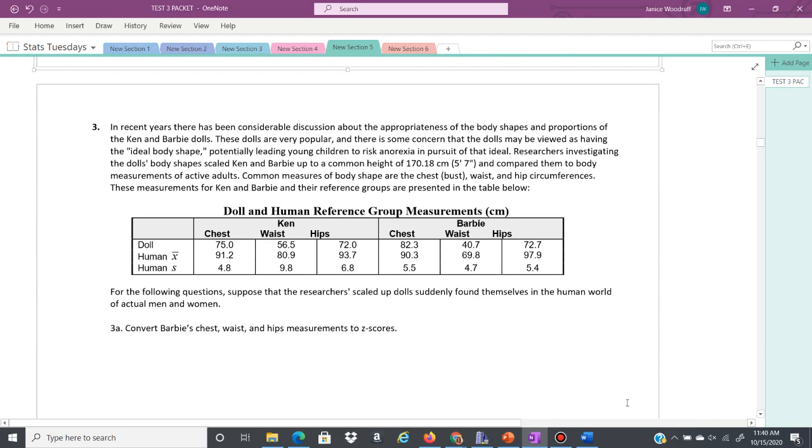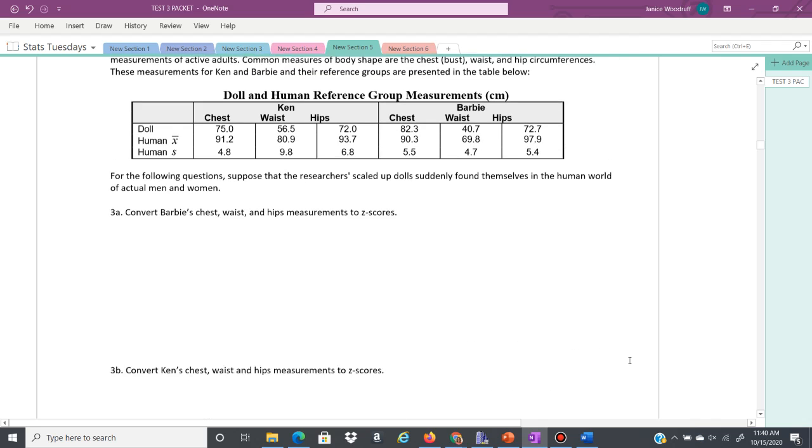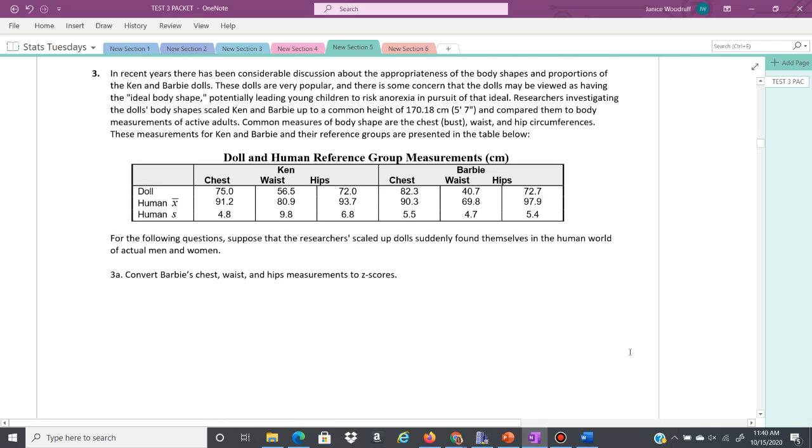All right, and then we have this one here. We've got quite a bit to do with this one. Okay, in recent years, there's been considerable discussion about the appropriateness of body shapes and proportions of Ken and Barbie dolls. They may be viewed as controversial, ideal body shape, potentially leading to anorexia risk. All right, so they scaled them up to a common height of 5'7", compared them to body measurements of active adults. Common measures of body shape are chest, waist, and hip. And here's your reference groups.